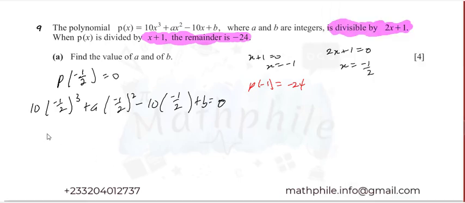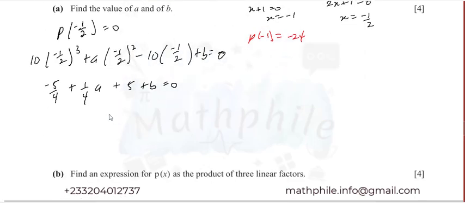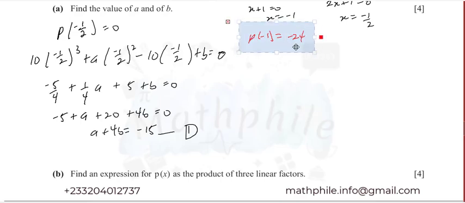So this gives you negative 5 over 4. So negative 5 over 4 plus this is 1 over 4a. Then this would be a positive 5. You can cross check and see. Plus b equals 0. So multiply everything by 4. That will give you negative 5 plus a plus 20 plus 4b equals 0. So a plus 4b should give you negative 15. So that is equation 1. That is if everything over there is correct, of course.